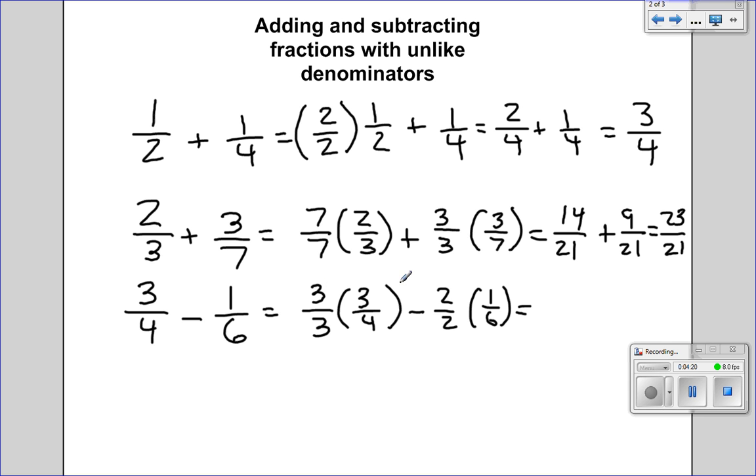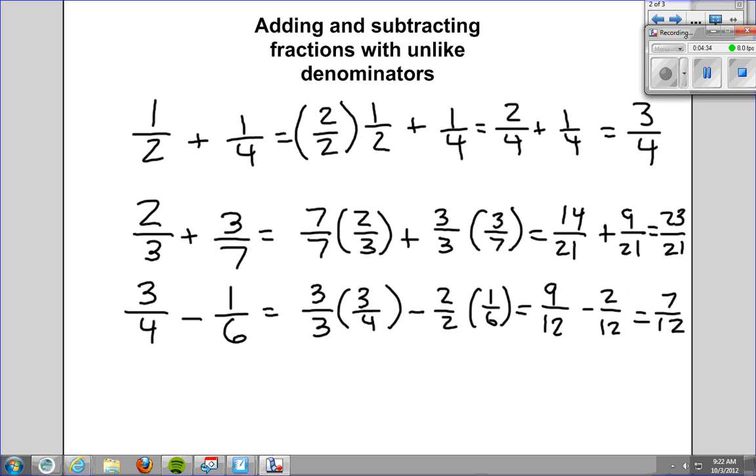And this will equal 3 times 3 is 9. 3 times 4 is 12. Minus 2 times 1 is 2. 2 times 6 is 12. So 9 minus 2, 7 over 12. You've got to be careful because you are subtracting there.